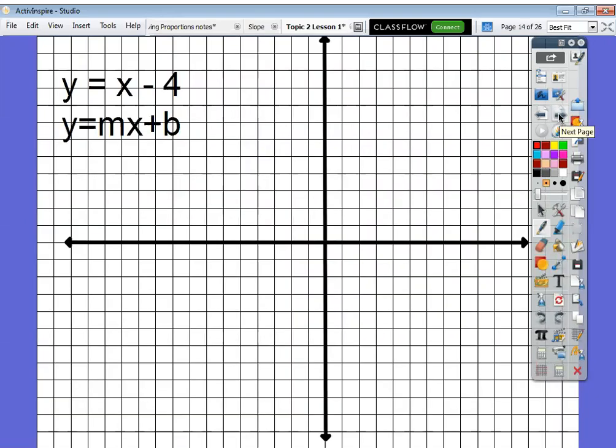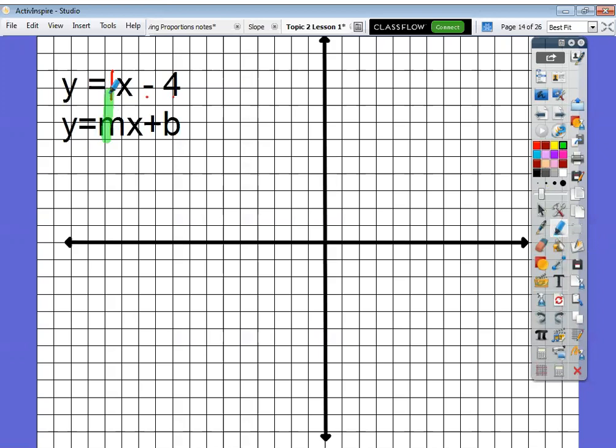Here's my equation. My equation is y equals x minus 4. Oh, I don't see a number where m should be. So what would be the invisible number in front of x that when you multiply it by x, it still gives you x? A 1.